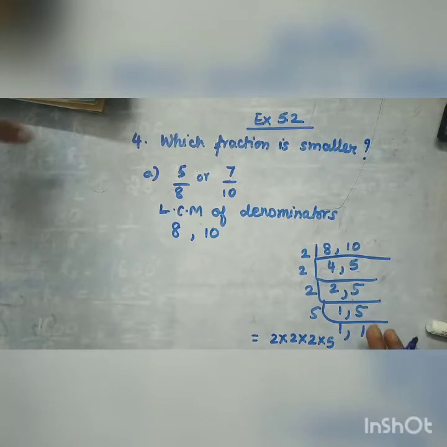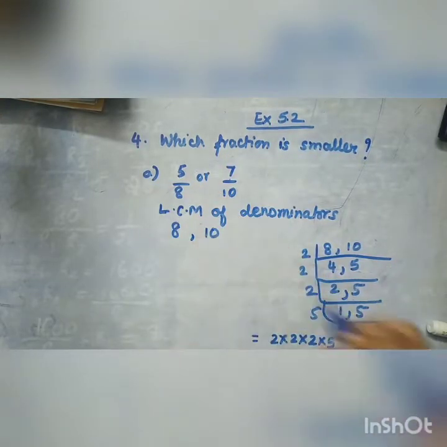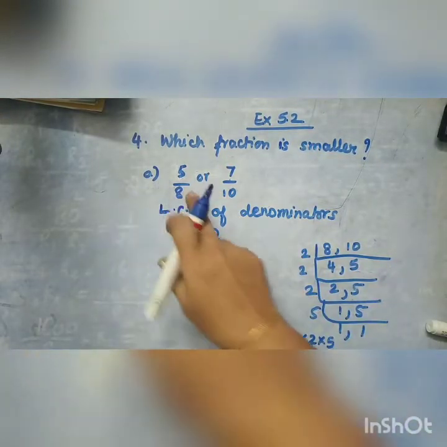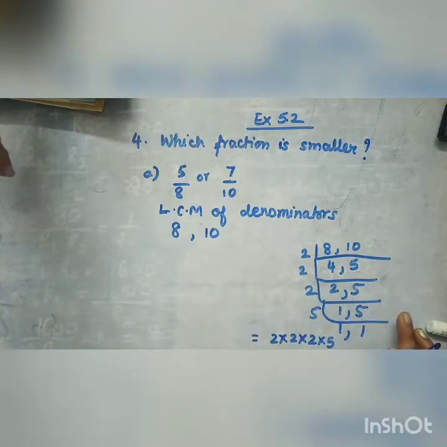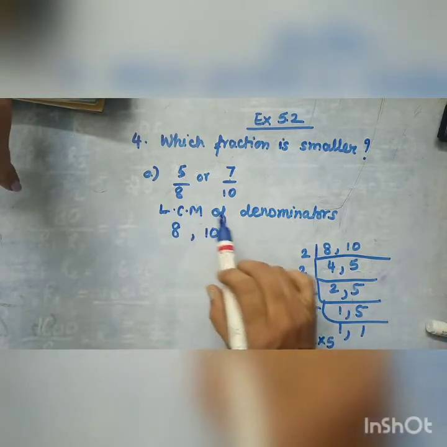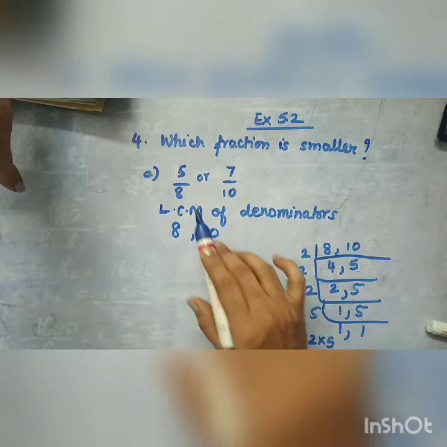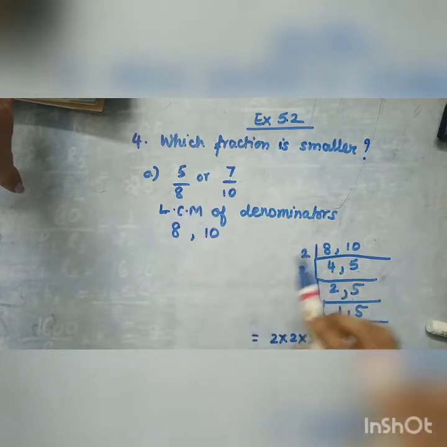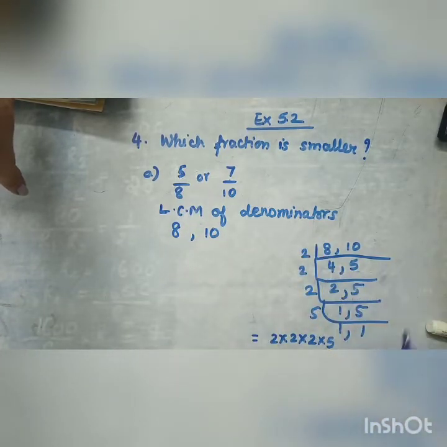Now see students, the question is which fraction is smaller. So exercise 5.2, fourth problem. Now you have been given two numbers. The same method that we have already done for the third problem, we will do for this problem also. So now see, LCM of denominators. Here the denominators are 8 and 10. So now you have to take the LCM of 8 and 10.